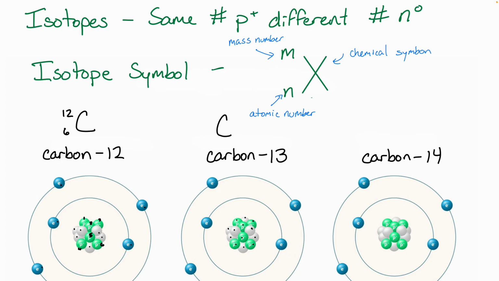So this one would be carbon 13 with a 13 up top. This one would have a 14, but they would all share that same 6 subscript because that is the atomic number of carbon. Okay, so we have the name of our isotope as well as this abbreviated way of representing that isotope.